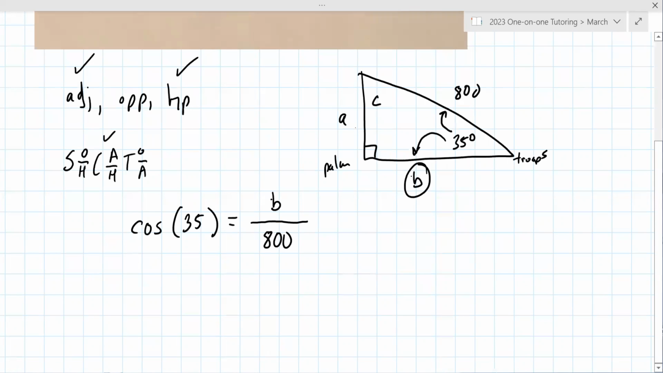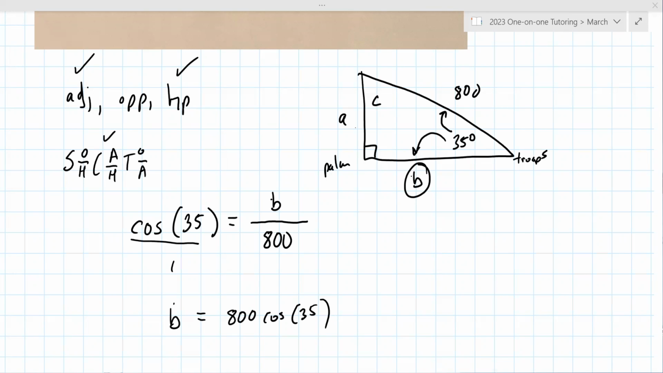The way to do it is we put the 1 below the cosine 35 and then do cross multiplication. That would be B equals cosine 35 times 800. Now I'm going to put the 800 in front just to avoid a weird scenario where you do something you're not supposed to. I want you to use that calculator and give me the answer. Make sure you're in degrees. It usually is by default.